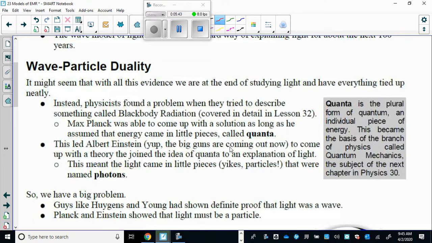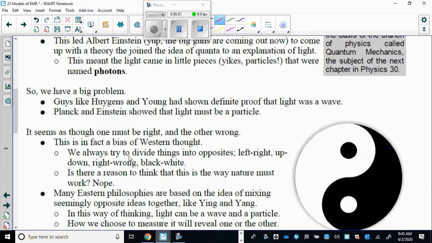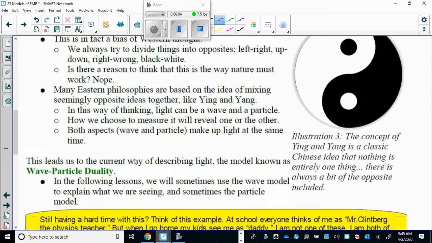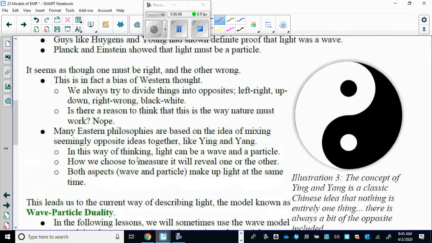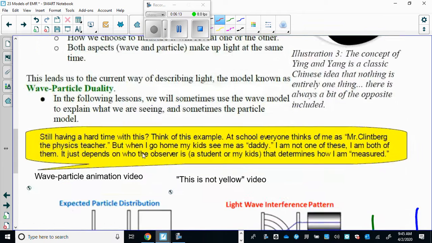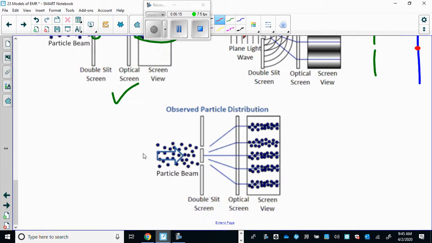Okay, so light refers to all of them. Einstein proposed that light comes in little packages or little pieces, and we call those photons, and that, again, points to light being a particle. So Einstein was back on the particle train. And that's kind of where it ends. At this point, we're saying that light has a wave-particle duality. It can be a wave, it can be a particle, depending on the situation, and they both work.